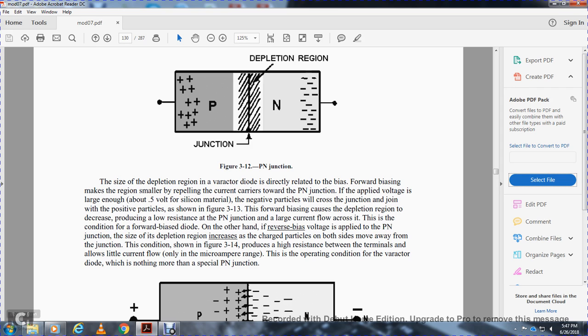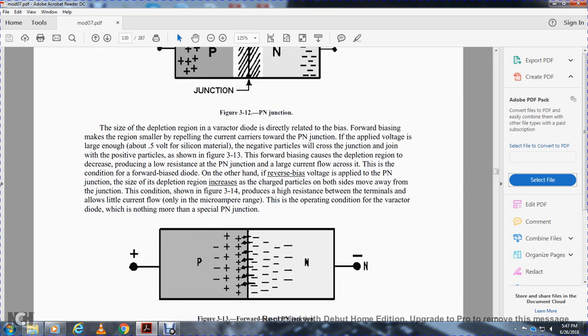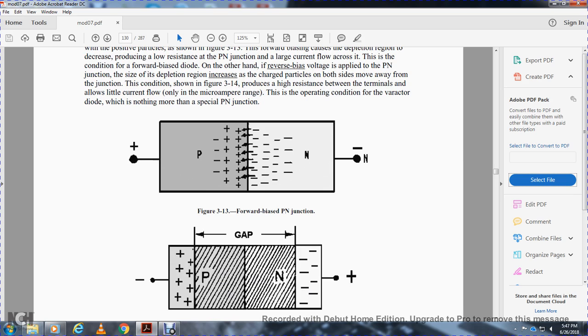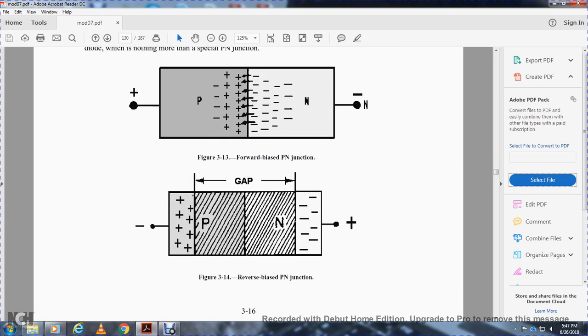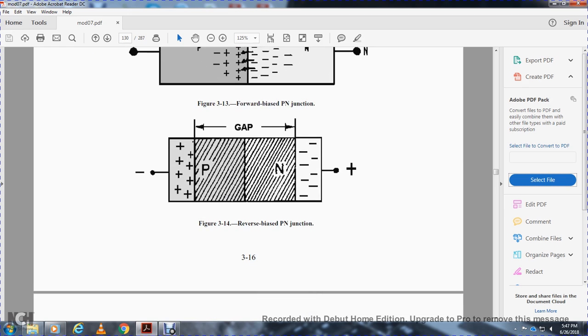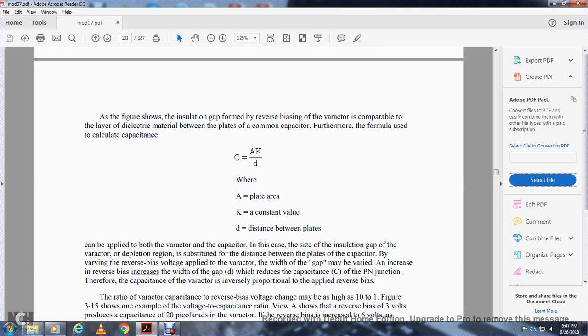The operating condition of the varactor diode is nothing more than a special positive-negative junction. Figure 3-13 shows the forward-biased positive-negative junction. Figure 3-14 shows the reverse-biased positive-negative junction, where the gap has been increased. As the figure shows, the insulating gap formed by the reverse bias of the varactor is comparable to the layer of dielectric material between the plates of a common capacitor.